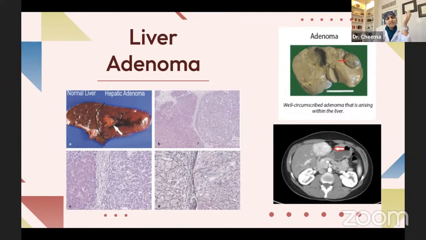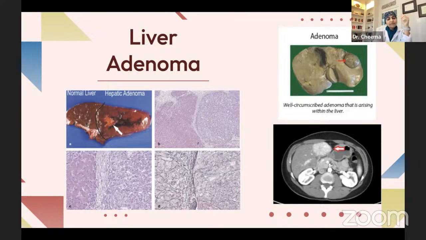And metastatic disease is not a consequence of liver adenoma because it's a benign tumor, and liver adenoma may be extremely similar histologically to well-differentiated hepatocellular carcinoma, so that one may be mistaken for the other as well.